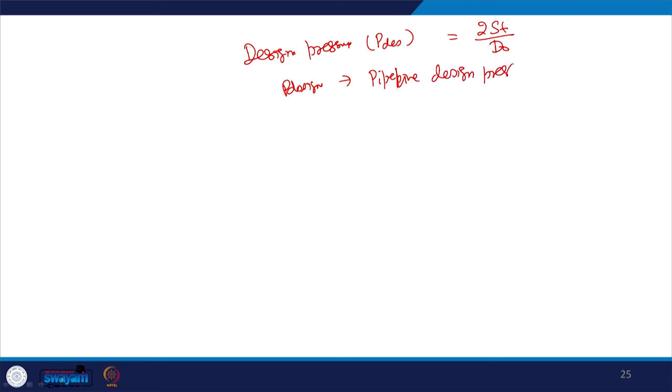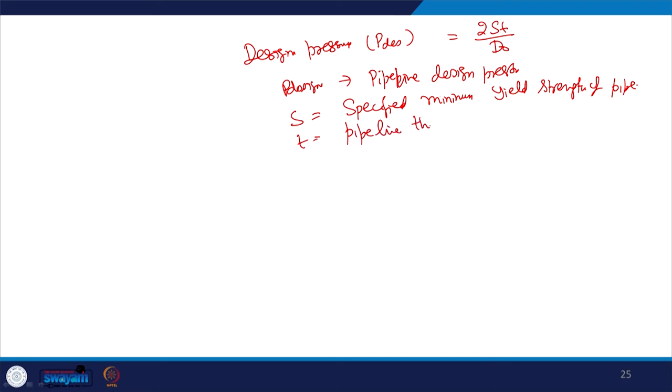Now, the design pressure, that is P design, is equal to 2ST upon DO, where P design is the pipeline design pressure, S is the specified minimum yield strength of pipe in pressure unit, T is the pipeline thickness and DO is the pipeline outside diameter.